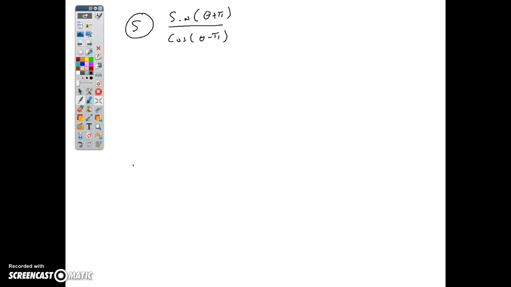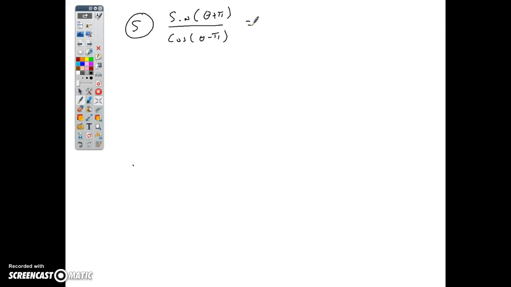But the idea is an interesting one because it repeats every 2 pi, doesn't it? So I can add 2 pi or take away 2 pi because that's what that identity said. It doesn't change the answer, right? If you add 2 pi, you get the same answer. What would happen if I added 2 pi to the bottom? Because I wanted these to match.